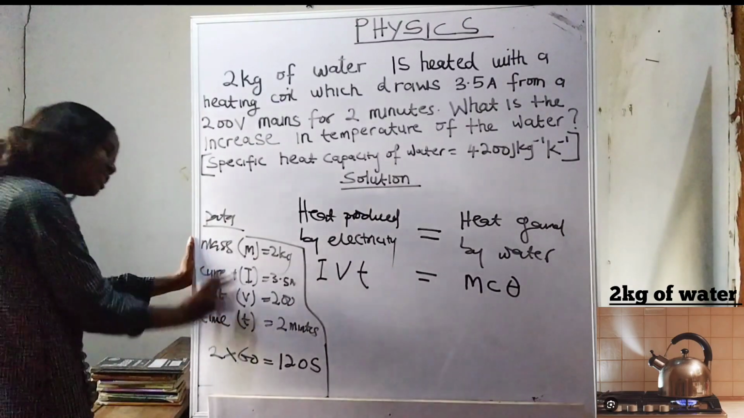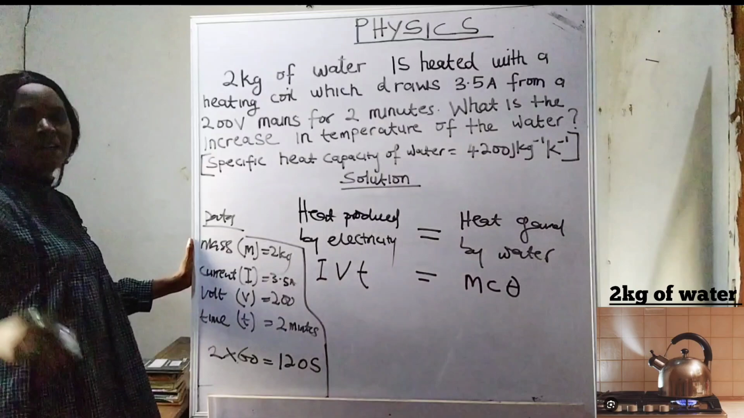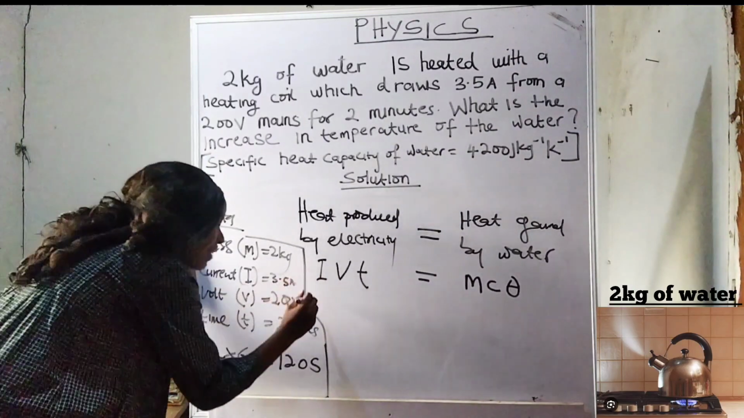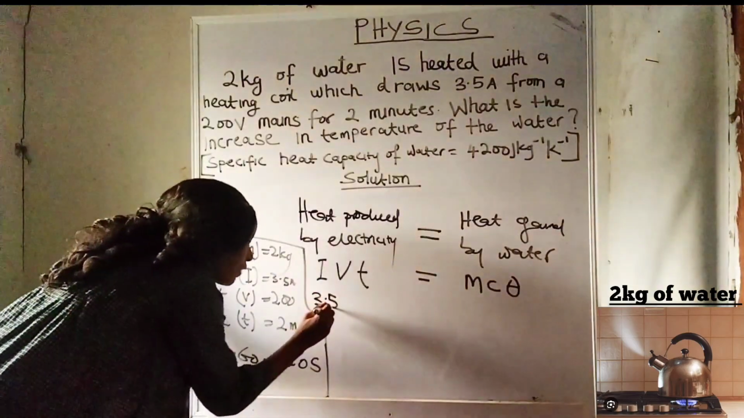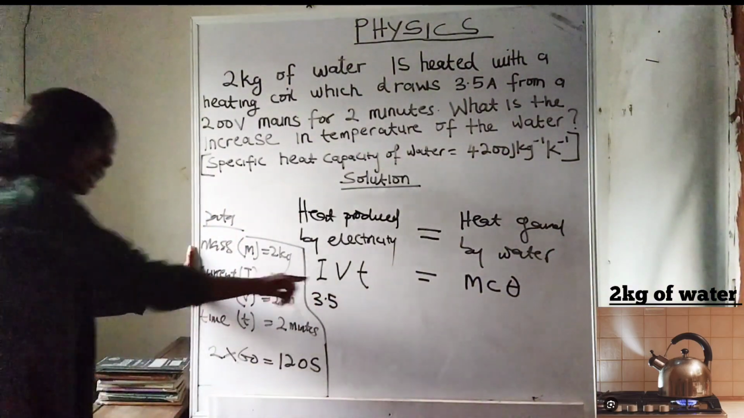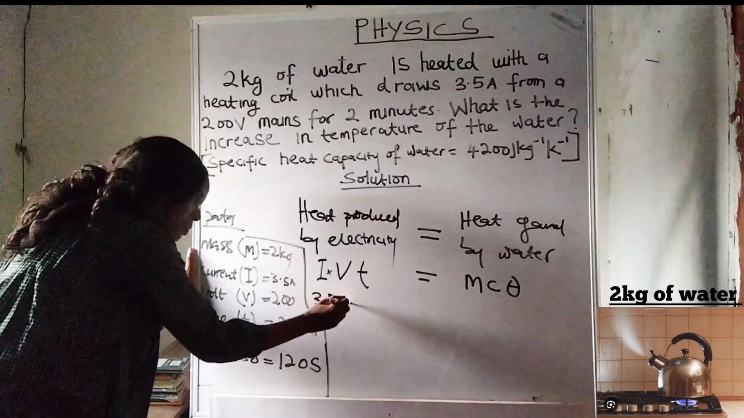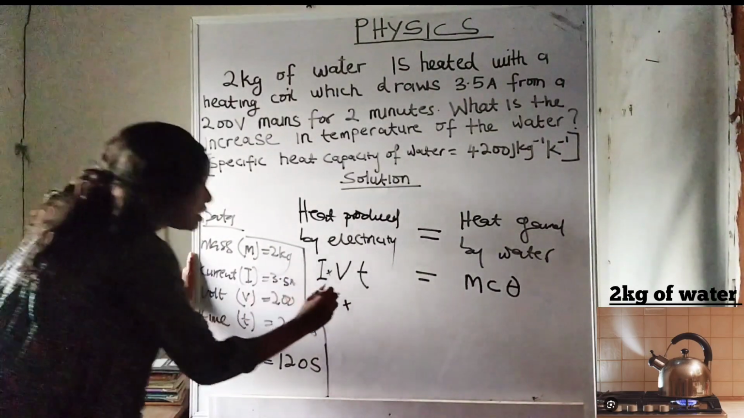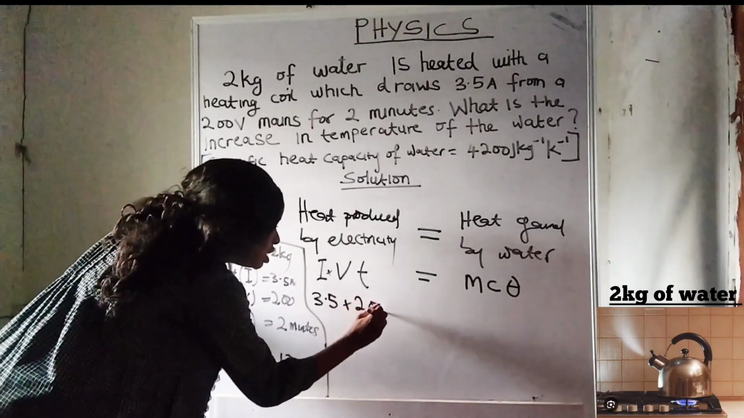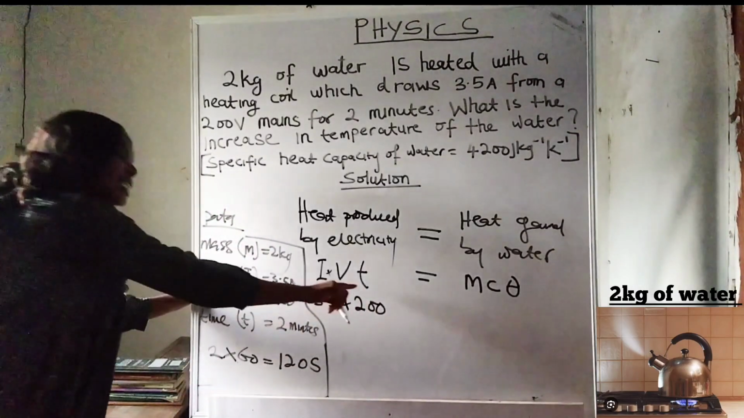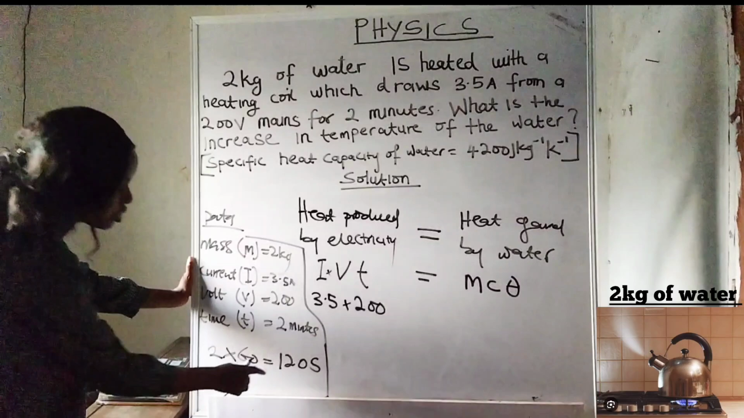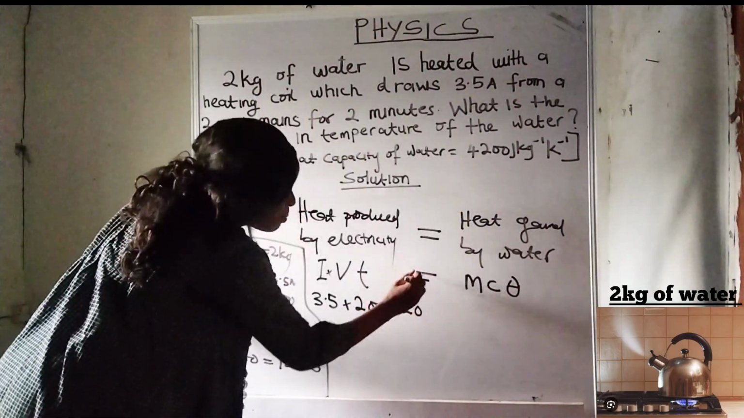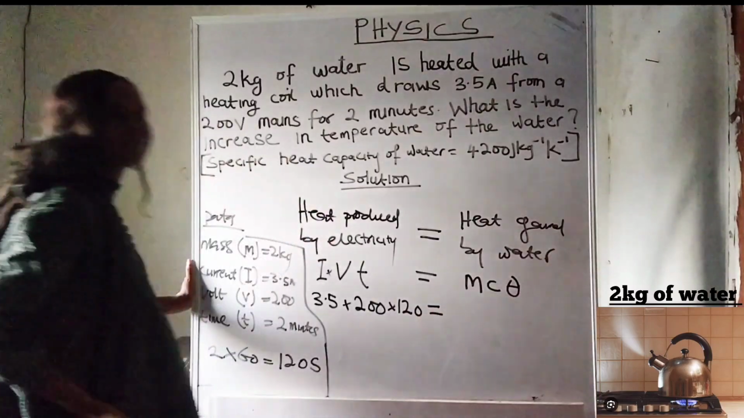Now I want to substitute these values into this formula. I start from the first one. I, which is current, is 3.5. So here I write 3.5. I come to the second one. There's an invisible times there, so I put times. Voltage is what? 200. Time is what? 120, times 120. Put my equals to.